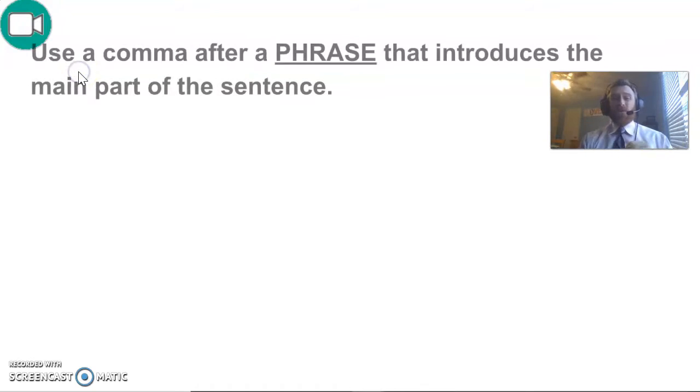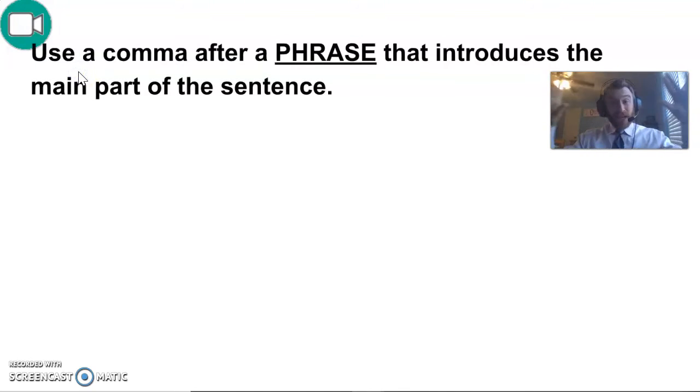Another way we can use commas with introductory elements is using a comma after a phrase that introduces the main part of a sentence. Now, a phrase is a group of words that might have a noun but no verb, or might have a verb but no noun, or it might not actually have either. But in our case here, it's probably going to be a prepositional phrase, which is going to say when, where, how, or why something happened, or where or when something is. So I could say maybe before the game. The game is our noun. We don't have a verb, but it's giving us a sense of time.